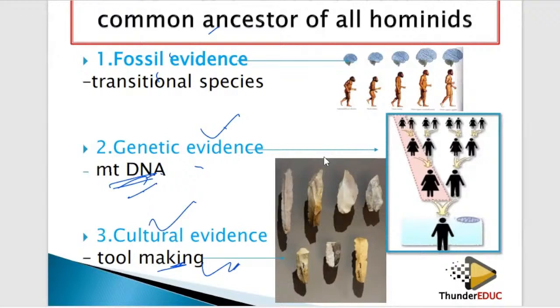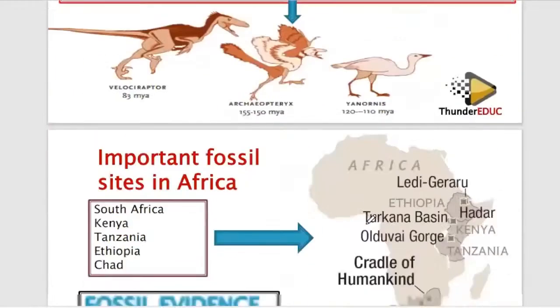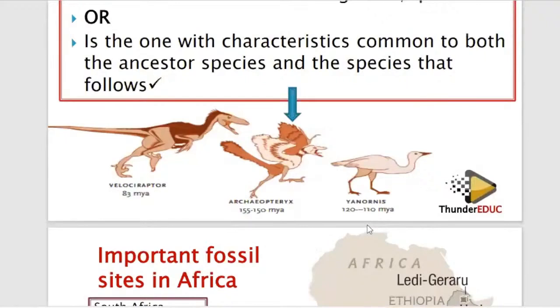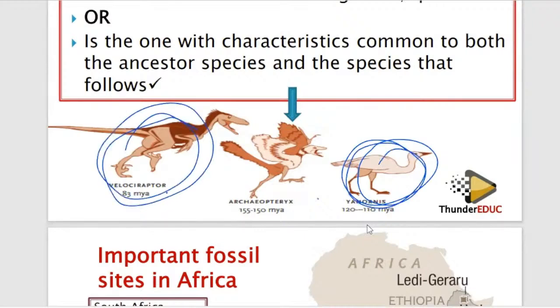Don't talk about Australopithecus. Those are examples. This one, it kills people. A transitional fossil. What is a transitional fossil? A transitional fossil is a fossil which has characteristics of both the present species and the species before it. Don't say that it has the characteristics of the present species only. No. It has the characteristics of the present species and the species before it. You understand? So you must link the two.